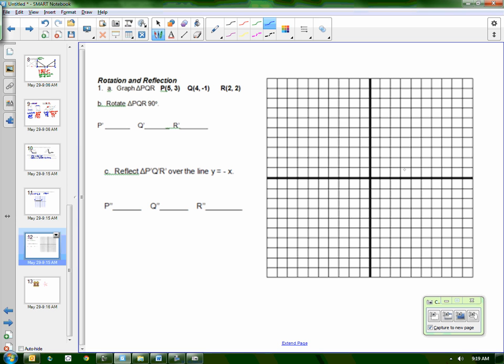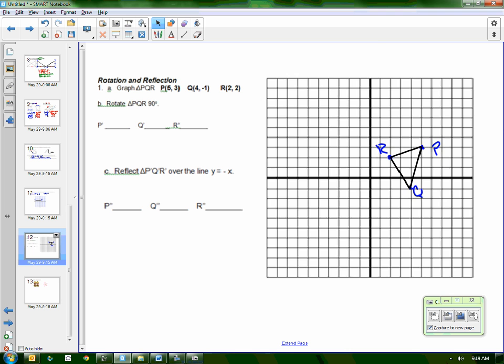Last thing is a rotation. The first thing you want to do is plot your points. So that's my P. Q is 4, negative 1. That's Q. And R is 2, 2. That's R. I'm going to go ahead and draw my triangle, and then I'm going to lock all this together, and we're going to see how you can actually turn your paper to help you with your rotations.